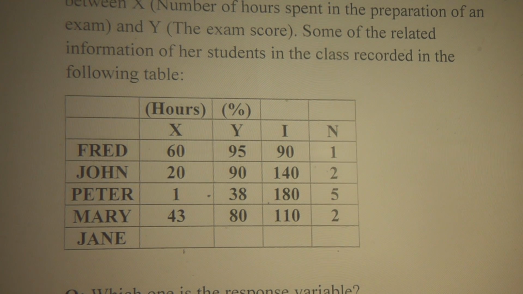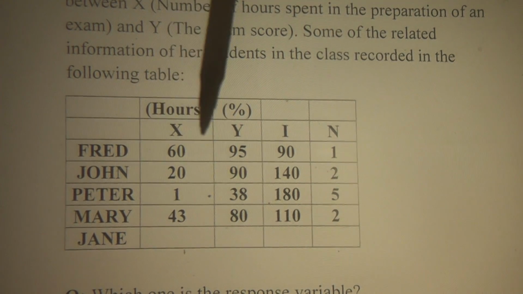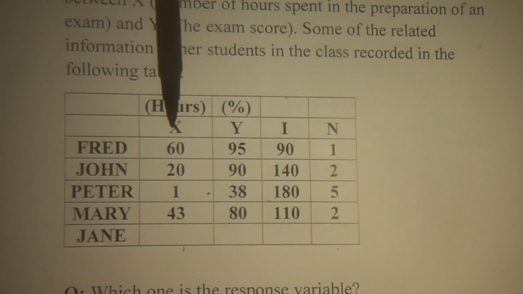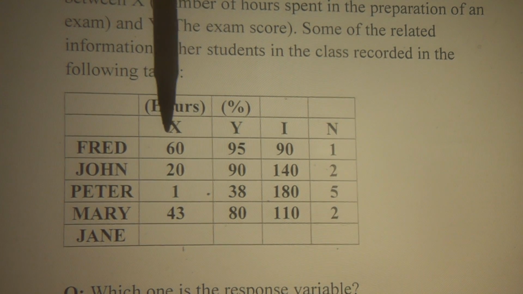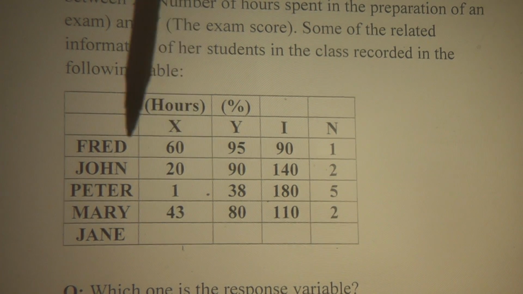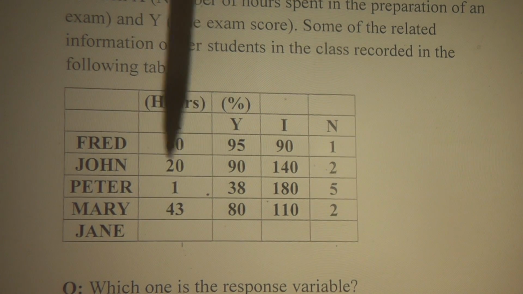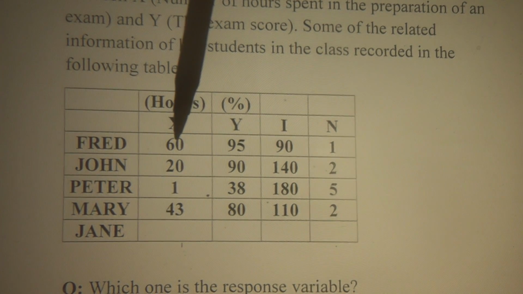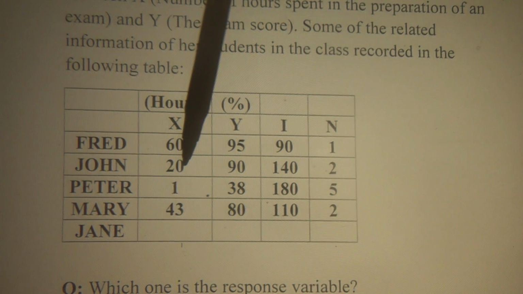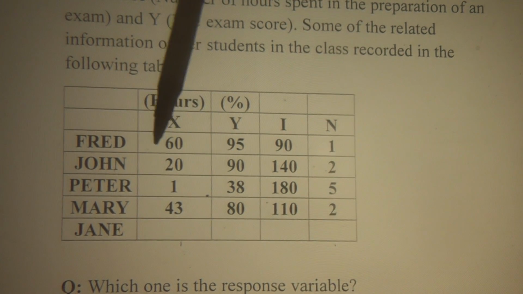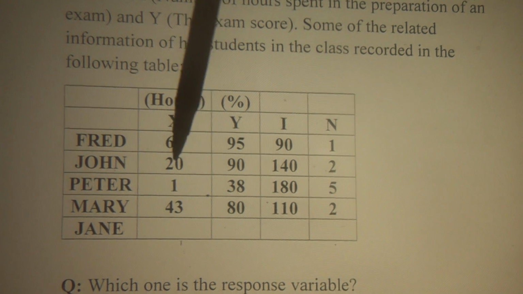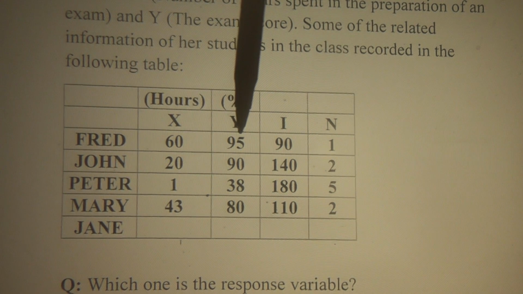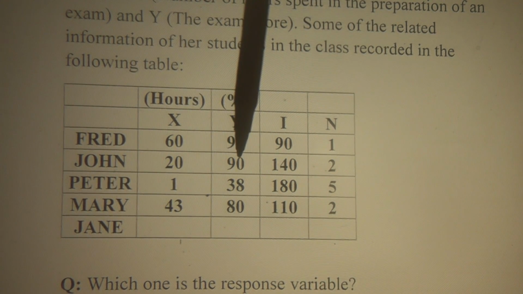Now, if we take a close look at this table, we find something funny here. Fred spent 60 hours in preparation. However, John only spent 20 hours. Fred spent almost 3 times the amount of time that John spent in his preparation for the exam. However, Fred only got 5% more than what John did.